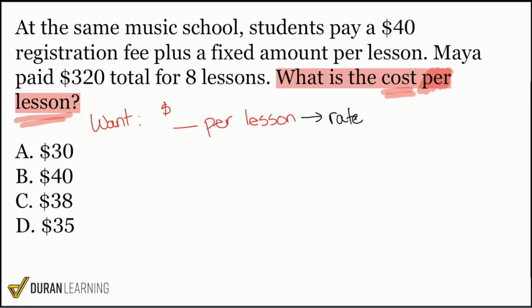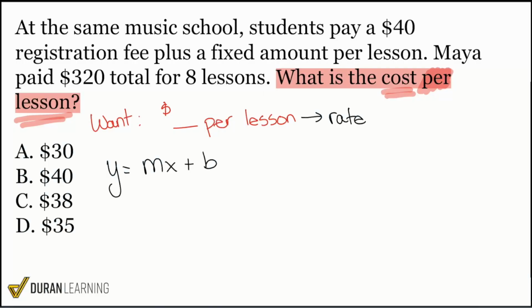Now let's understand what kind of context, what kind of situation this fits under. Here it says at this music school, we pay a registration fee. Then we pay a fixed amount per lesson. And here's the total, and here's how many lessons. That fits perfectly under y equals mx plus b. In a nutshell, you have a beginning amount, you have a change, and then you have a final amount.